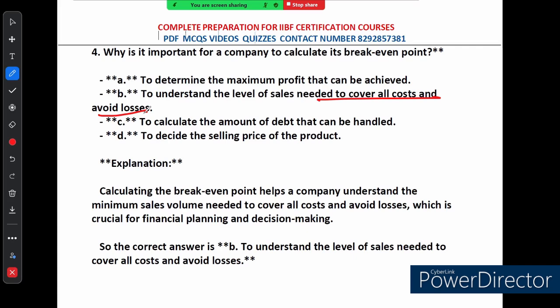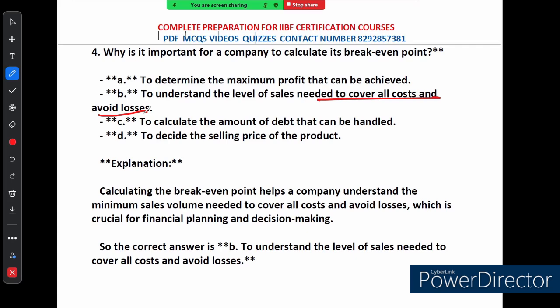Option C says to calculate the amount of debt that can be handled. See, while debt is an important consideration for any business, it does not directly relate to the break even point. Option D says to decide the selling price of the product. Setting the selling price involves many factors, but the break even point specifically helps in understanding the sales volume. So why is knowing your break even point so important?